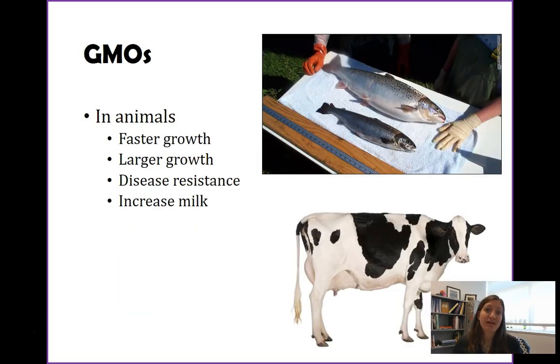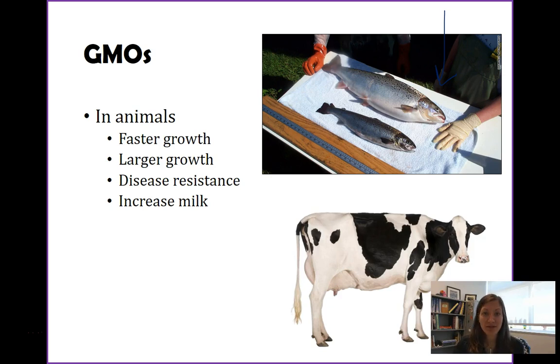We also have genetically modified animal foods. They are not as prevalent. So here, this fish, this is actually new. It's not on the market yet. It should be actually next year. It was just approved by the FDA in 2016. Yeah, 2016. It was just approved by the FDA to be sold.